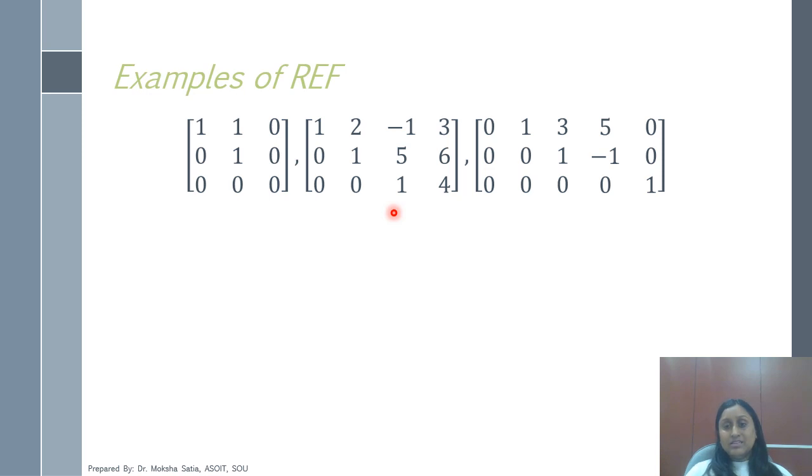Similarly, let's see the third example. All three rows are non-zero rows. Each and every row has a leading one. The first non-zero number is 1. You can see from here. In the first row, I have a leading one in the second column, so I cannot have any leading one in the first column. Now, in the second row, it is in the third column. And in the third row, it is in the last column. So, it is in a row echelon form.